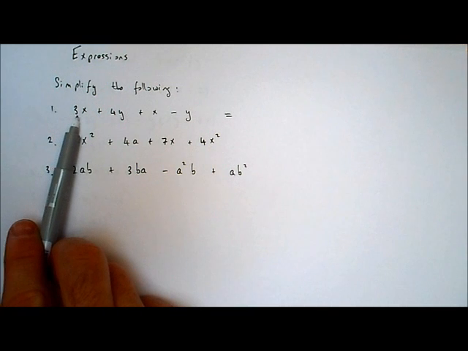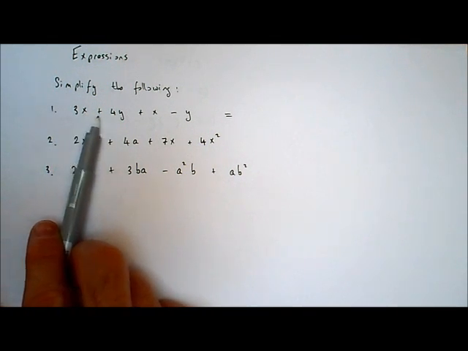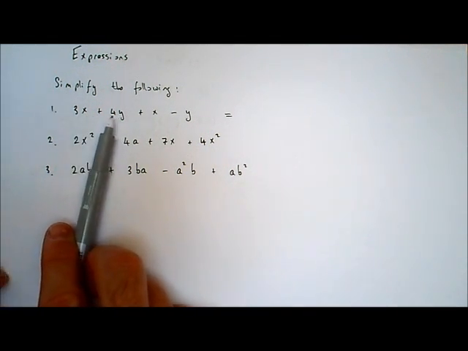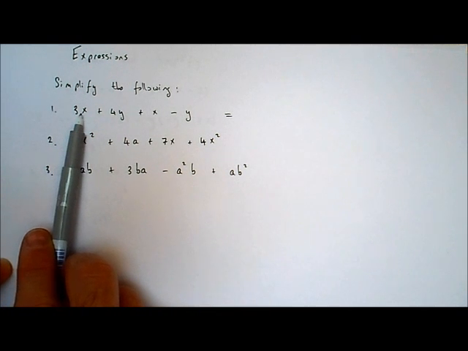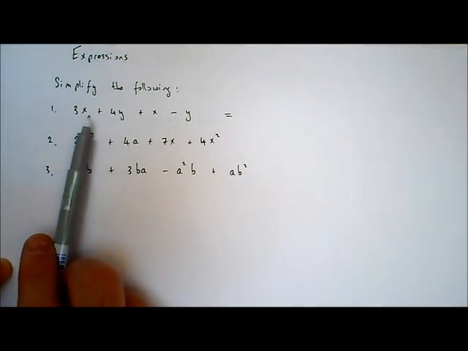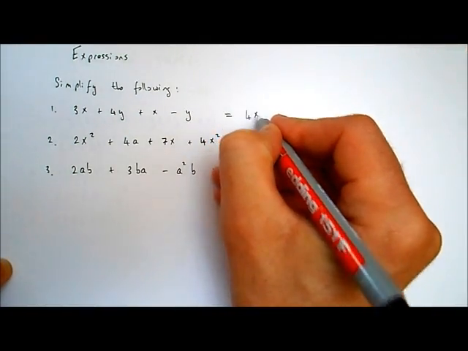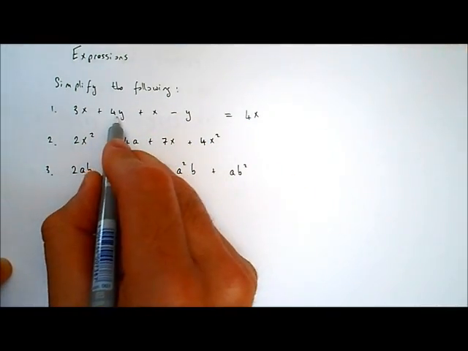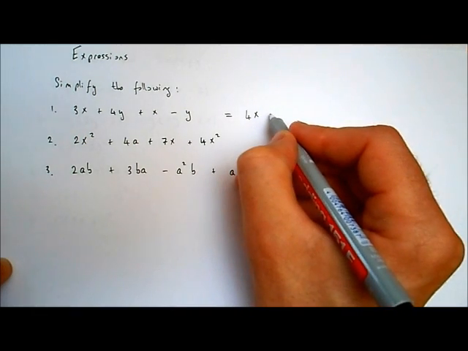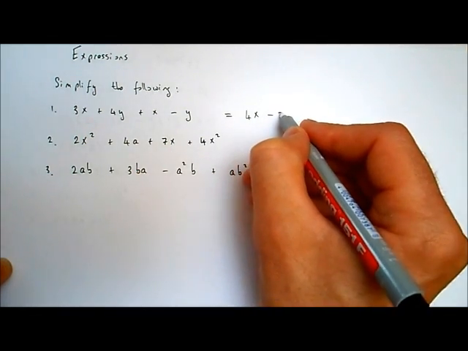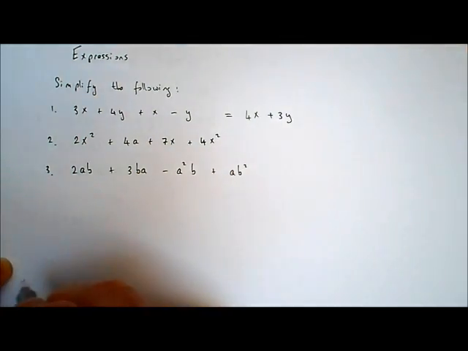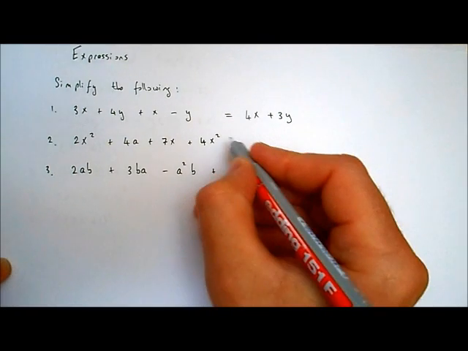So I've got a 3x here. I can't add 3x plus 4y because they're not like terms. They're different. The variable here is x and the variable here is y, so I can't add them. But I can add 3x and x, and I get 4x. And I can add the y's. I have 4y minus y, so 4y minus y is 3y, so plus 3y. And so I've simplified it. I've done everything I can to make it a little bit simpler, and I can't do anything else.